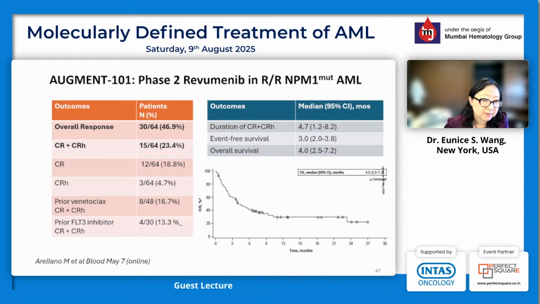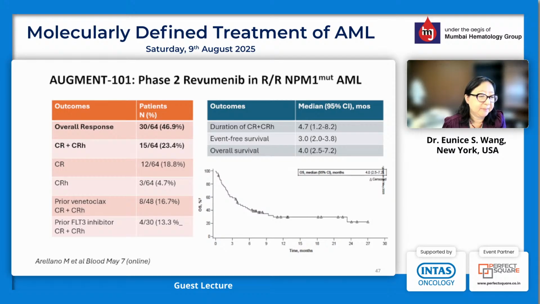What about patients with relapsed refractory NPM1 mutant disease? So you can see here the other arm of the study that there were about 64 patients treated who had relapsed refractory NPM1. The CR/CRh rate is almost exactly the same, about 23%.